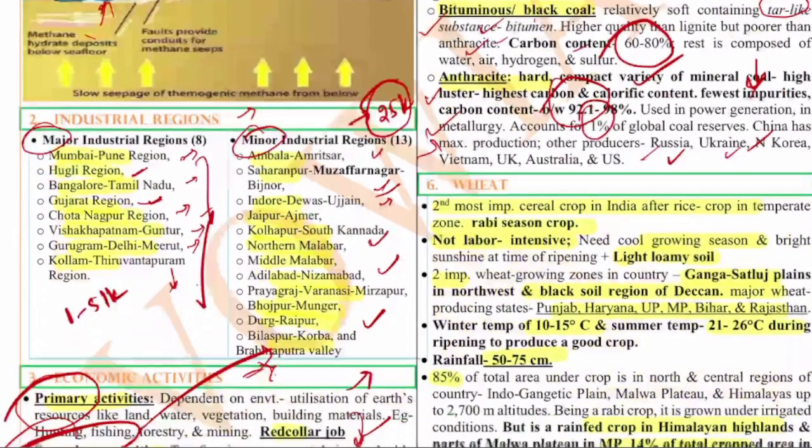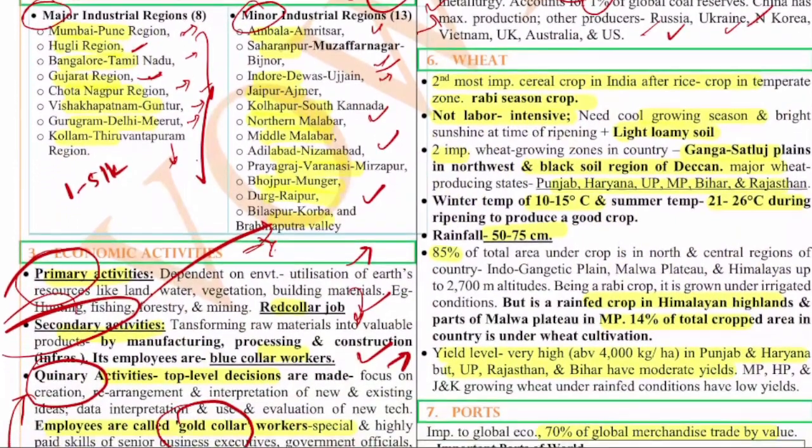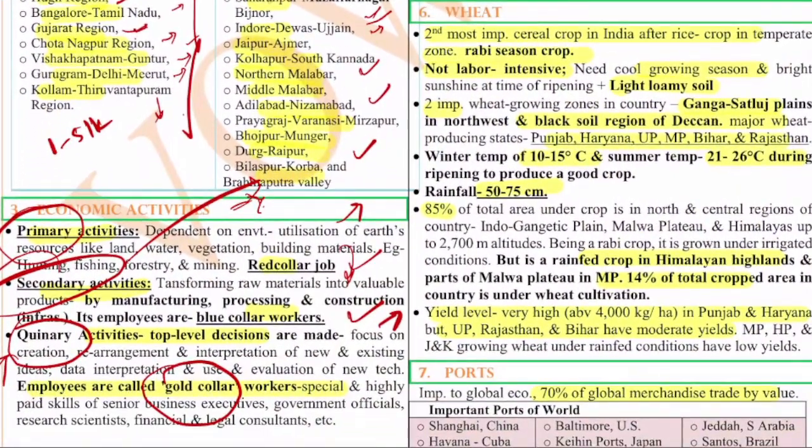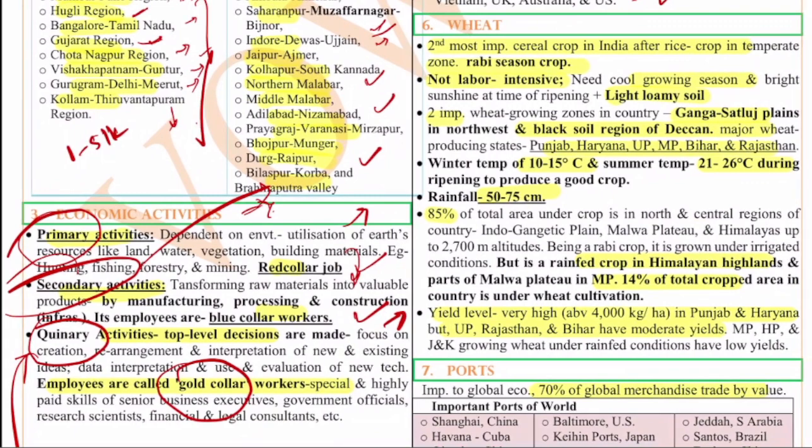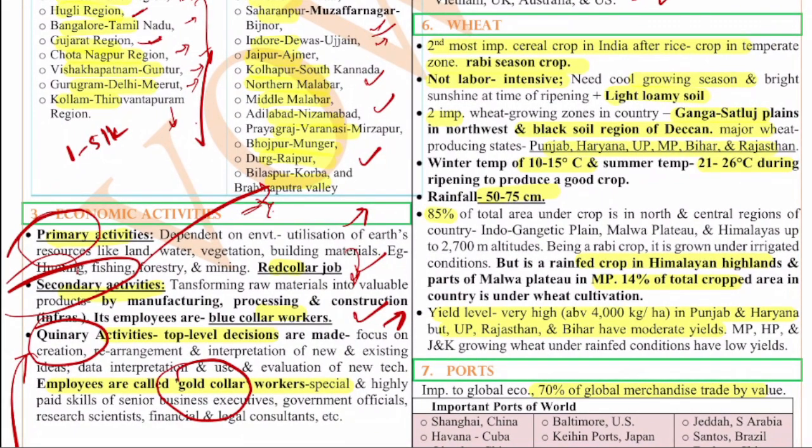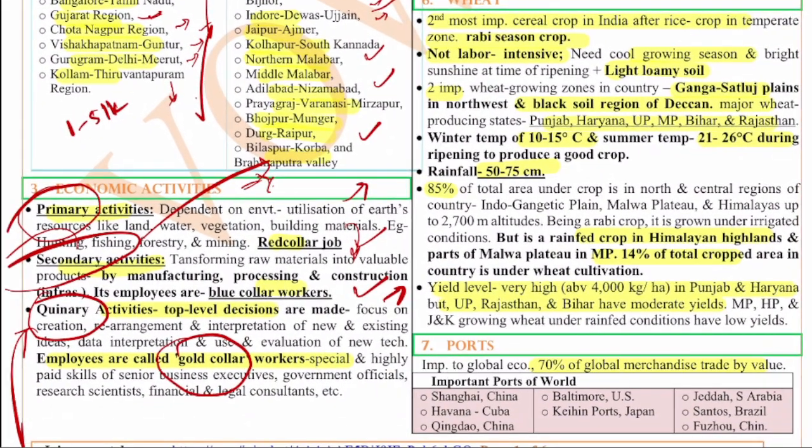The next question is on wheat. Wheat is the second most important cereal crop in India after rice. Rice and wheat form the staple food for Indians. Wheat is a temperate crop, remember this, and it is also a rabi crop.